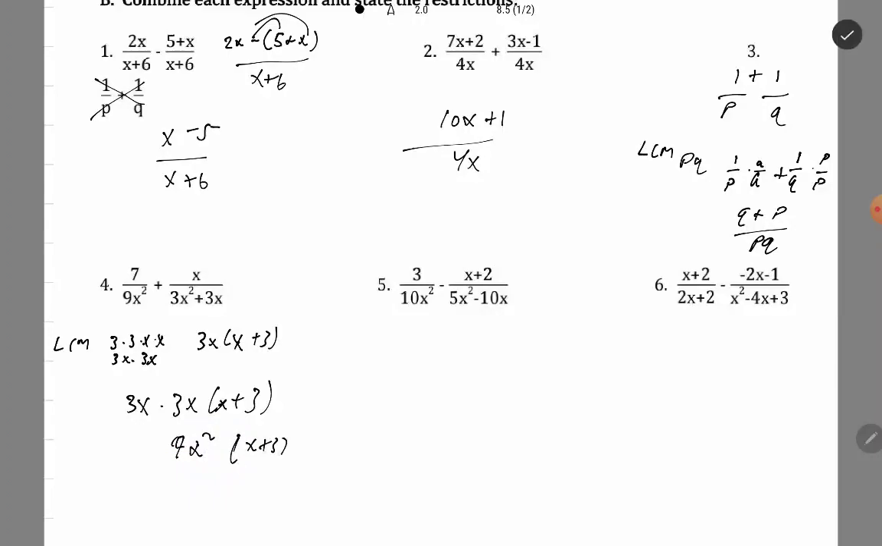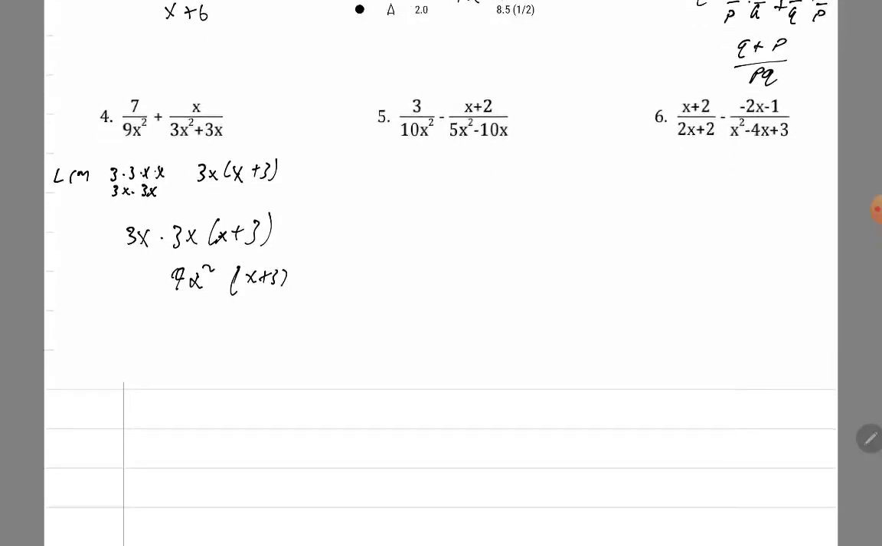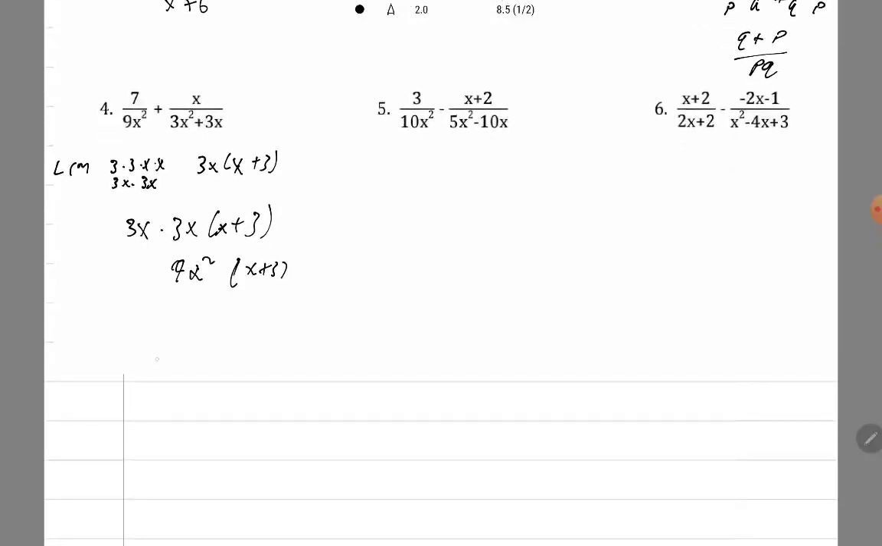Okay. So this is a lot of work here. That's why I have lots of space. So this is my LCM.